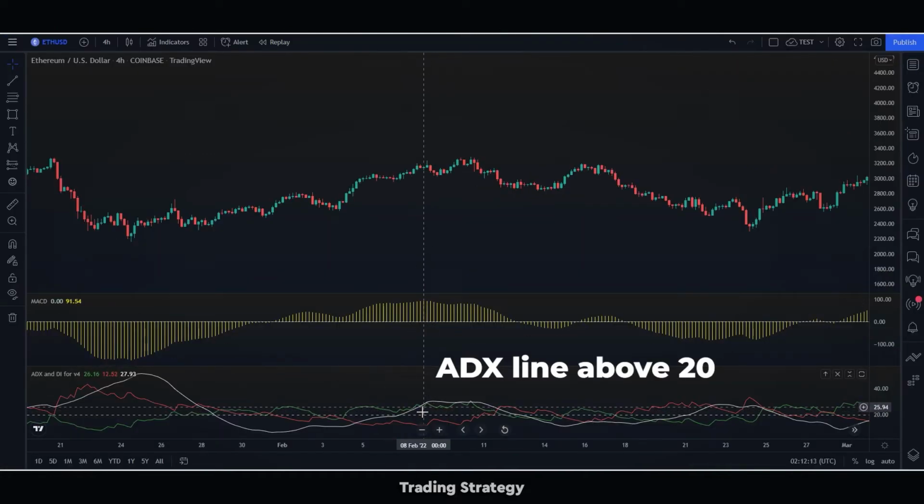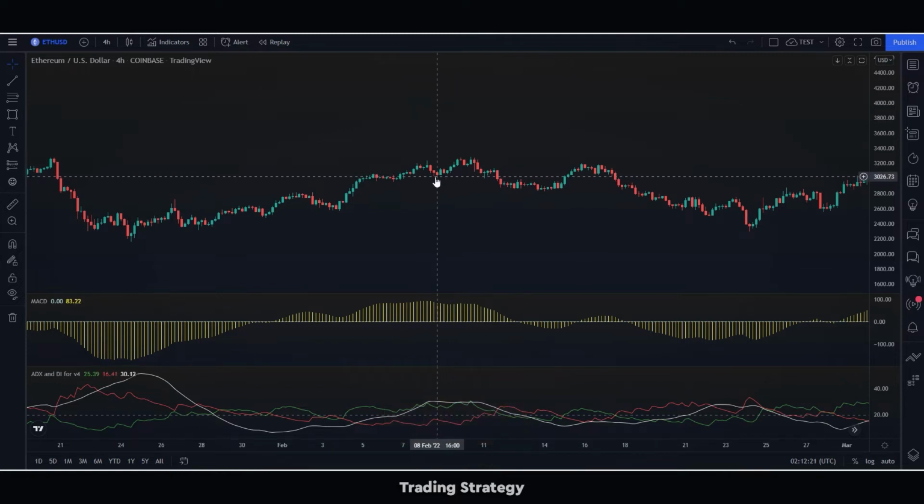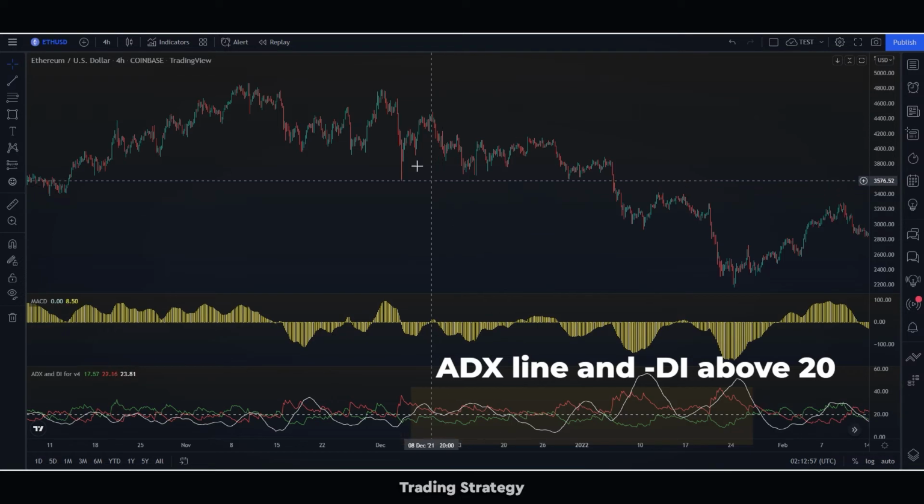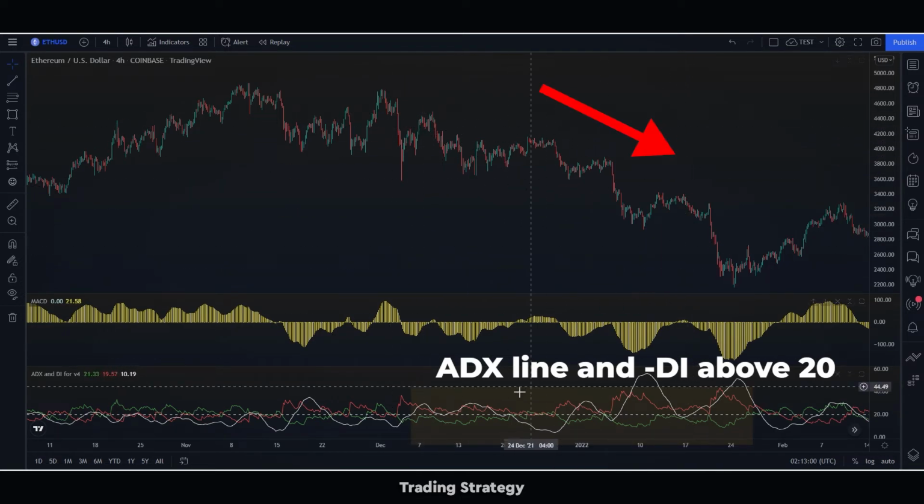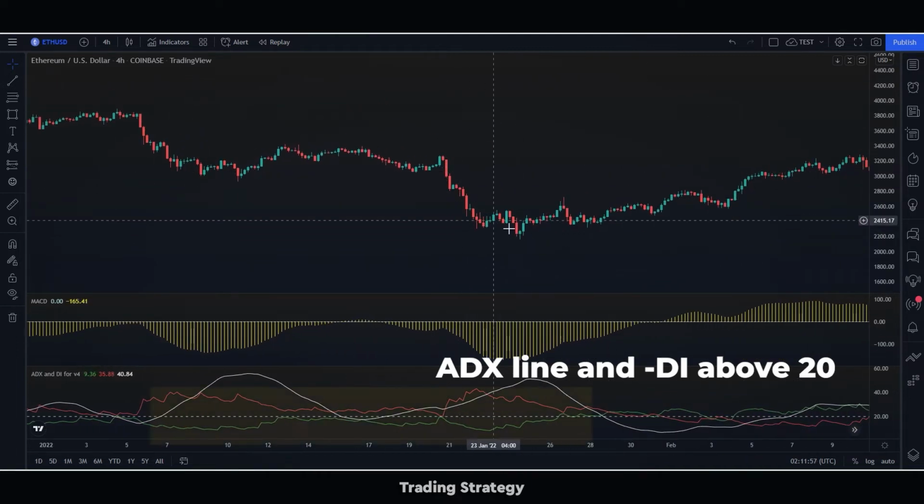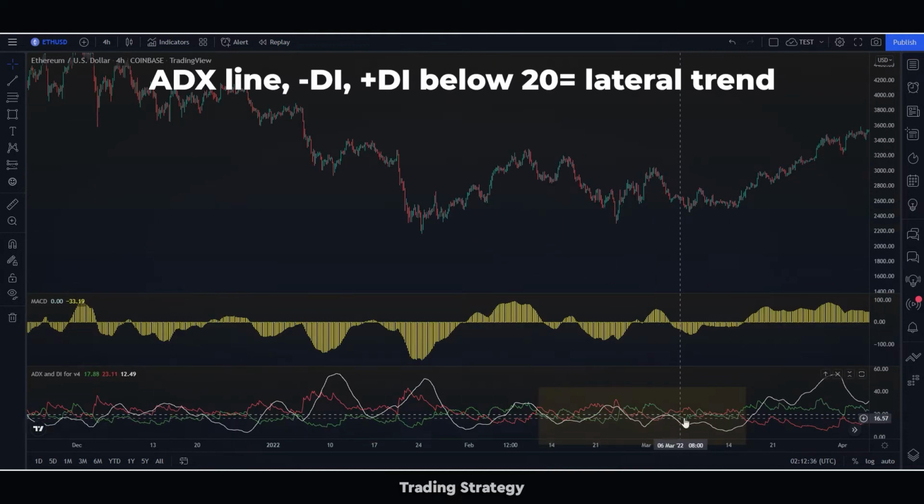The ADX line indicates the strength of the current trend. If it is above the value of 20, the current strength is starting or has already started. The plus DI line indicates the strength of the uptrend. If it is above the value of 20, this trend is strong. And the last line, the minus DI, indicates the strength of the downtrend. If it is greater than 20, the downtrend is strong. A value below 20 would indicate that the trend is weak.